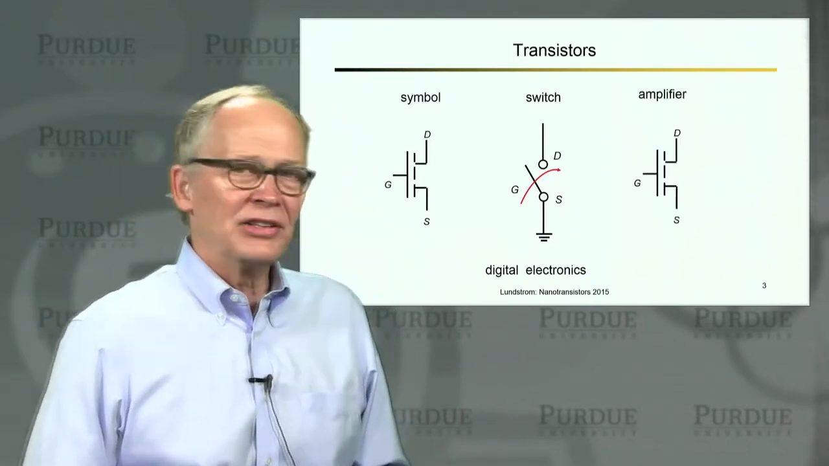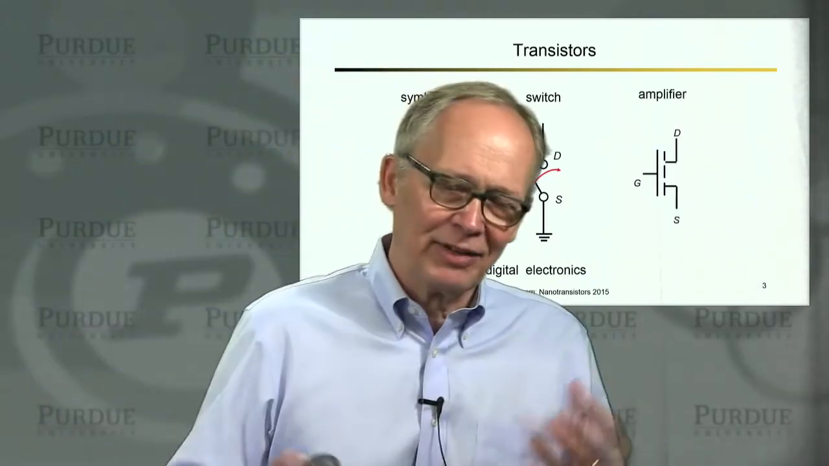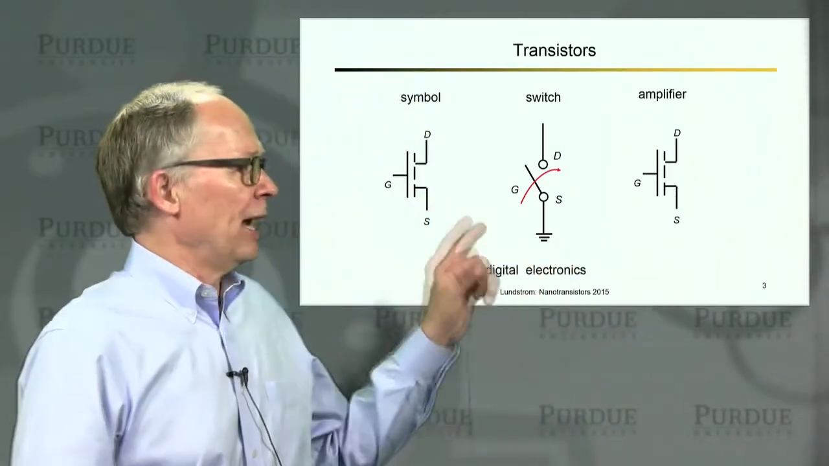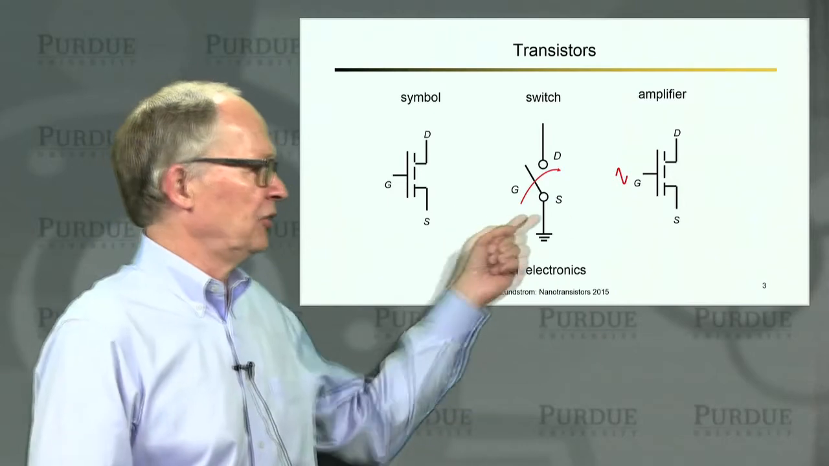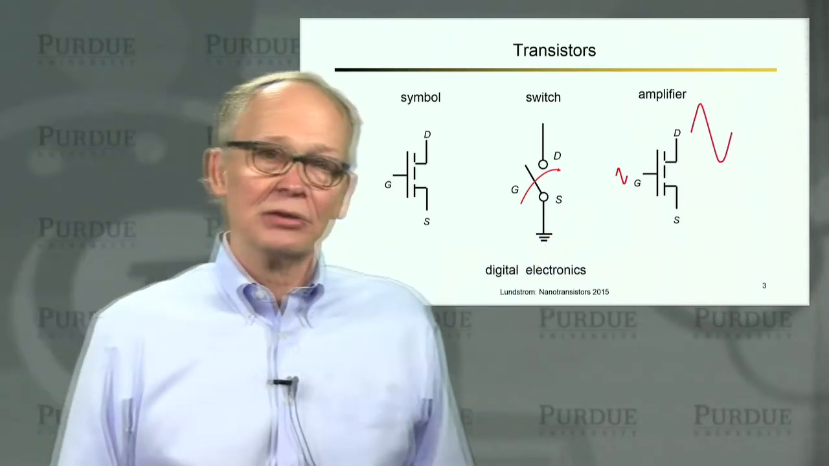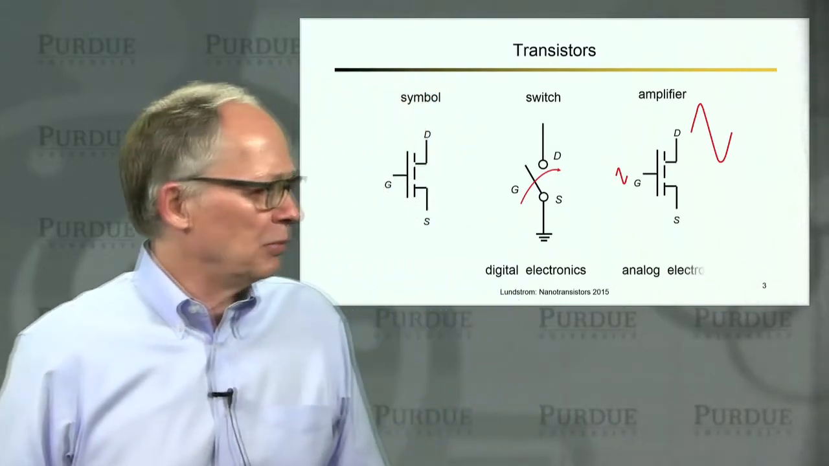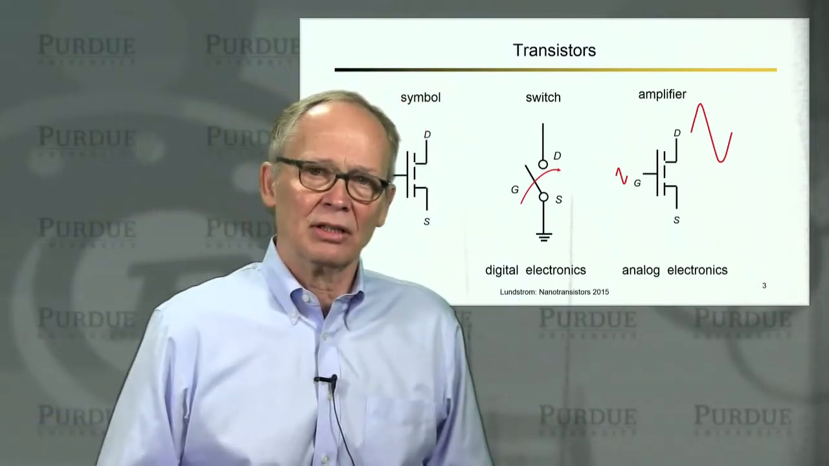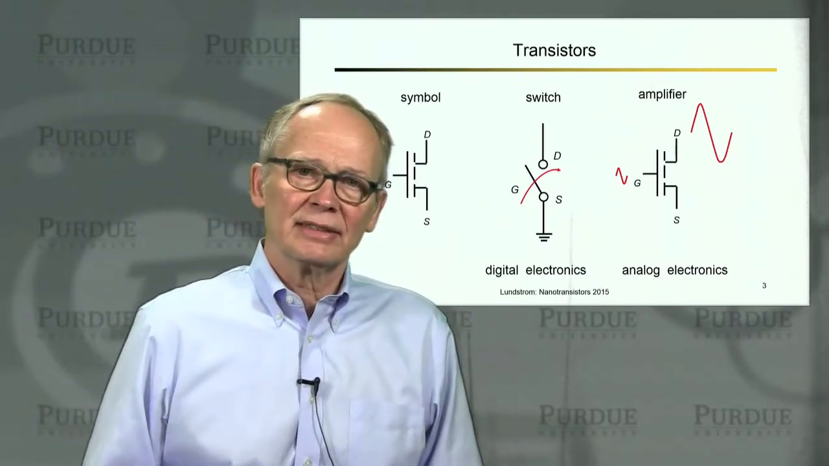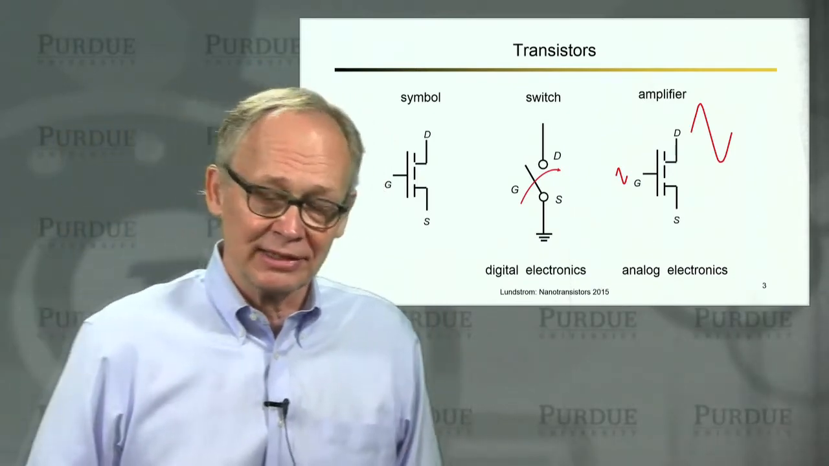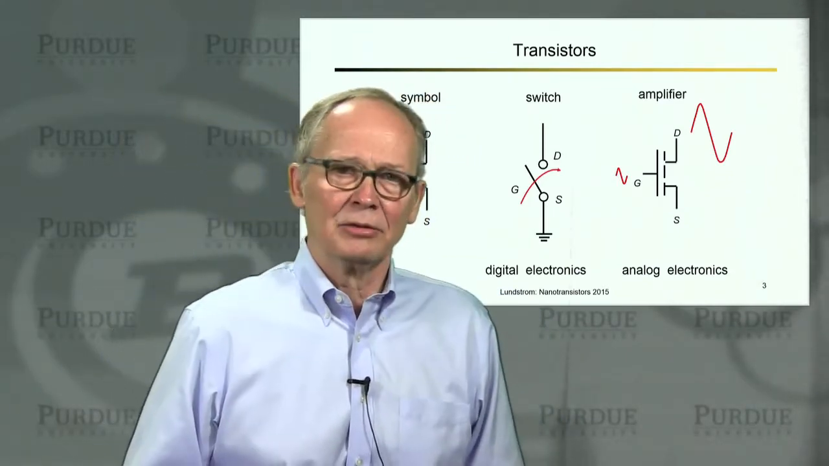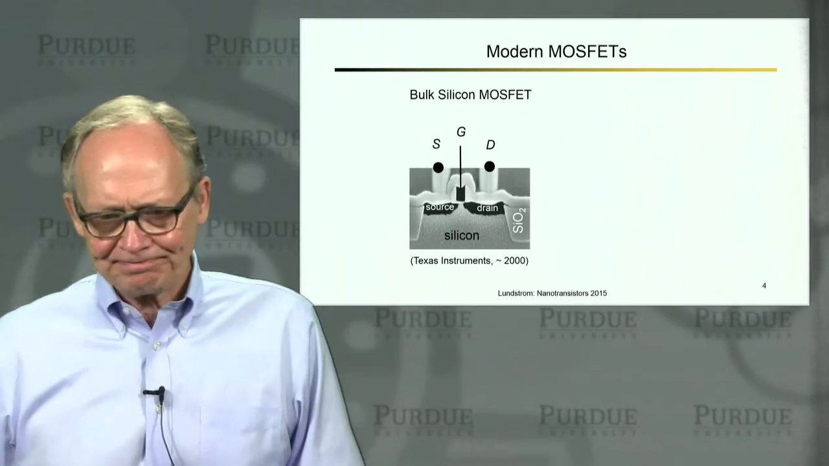Now, we could use the transistor in a different mode. We could amplify things like my speech or music. And in that case, we would be amplifying a small signal, maybe an AC signal that we put in the gate, and we would be getting a large signal out. The device would act as an analog amplifier. That's the basis of analog electronics. So we'll be talking mostly about the physics of transistors, but mostly about the use of them in digital circuits and just a little bit in analog.